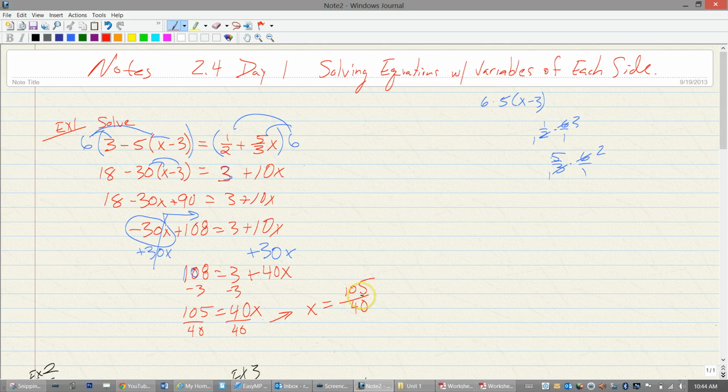But that's not our final answer because we can actually reduce that. We can divide both by 5, right? 105 divided by 5 is 21. What's 40 divided by 5? 8. And that we get stuck there.